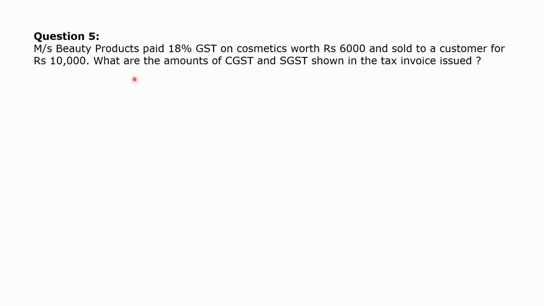Question number 5. Miss Beauty Products paid 18% GST on cosmetics worth rupees 6,000 and sold to a customer for rupees 10,000. What are the amounts of CGST and SGST shown in the tax invoice issued? So here 18% GST was paid on the cosmetics worth rupees 6,000, and it was sold to the customer for rupees 10,000. We need to find the CGST and then the SGST. So let us start with the solution.